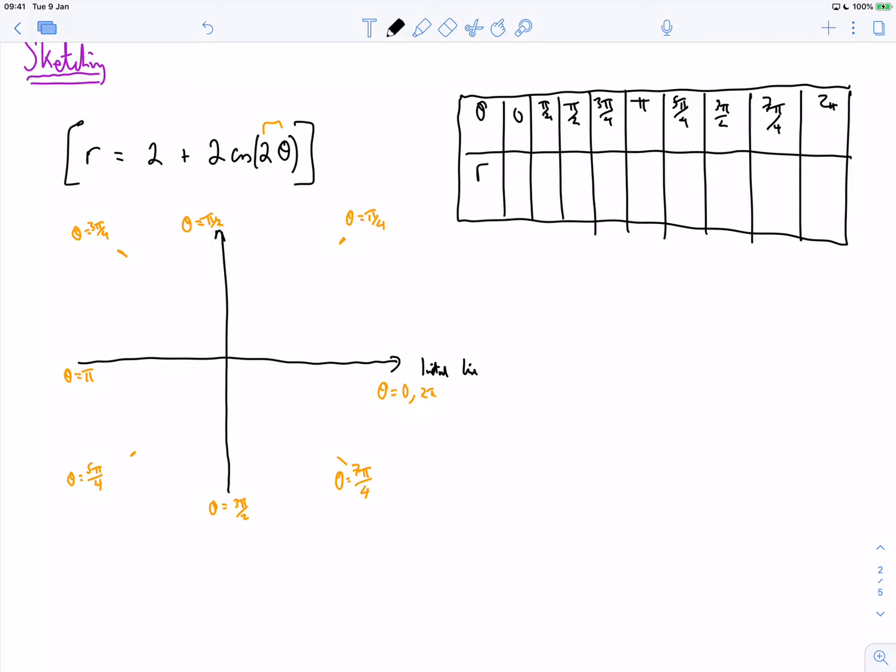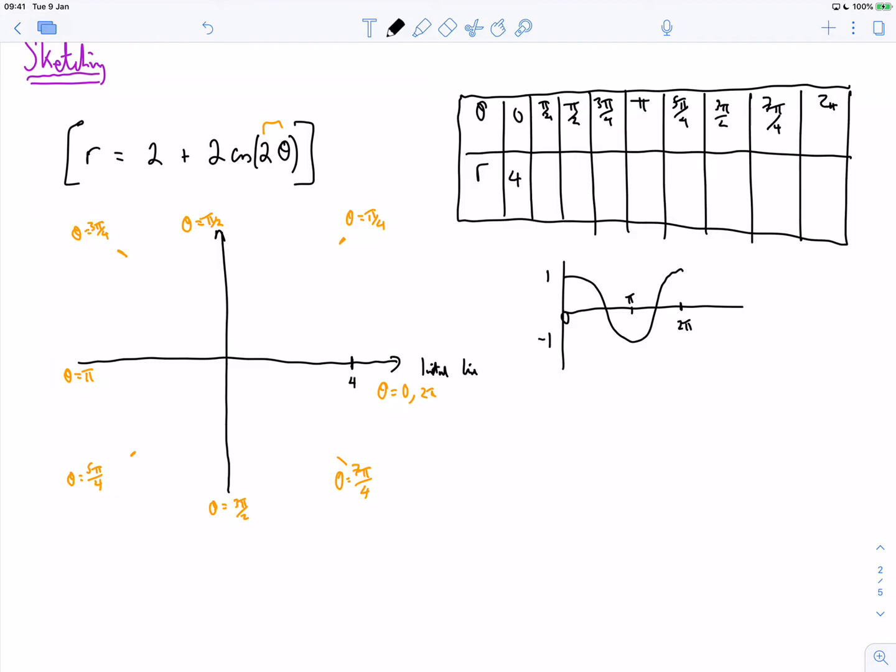Okay, so let's draw a cosine graph just to familiarise ourselves with what's going on here. Cosine is going to look like this between 0 and 2 pi, where it oscillates between 1 and minus 1. So when theta is 0, cosine of 0 is 1, so I've got 2 plus 2, so the r value is 4. That's good, so immediately I can put a little cross there at 4.